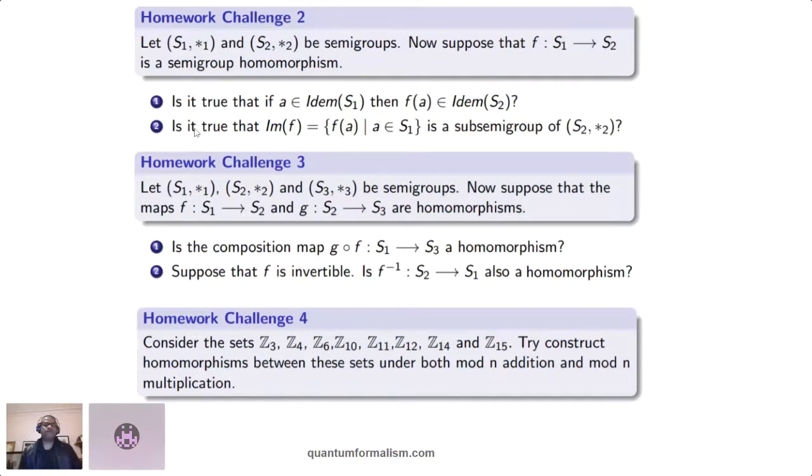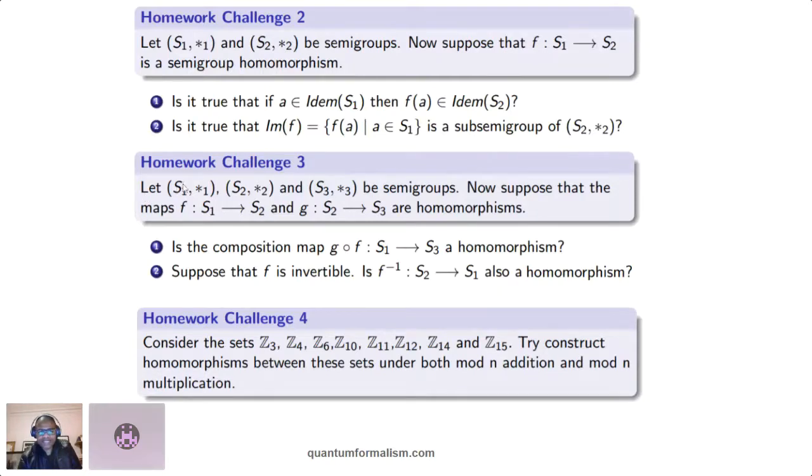That is the reason why we say this is structure-preserving. And another question is whether it's true that the image of F, which is defined as F of A such that A is in the first semigroup, is a sub-semigroup of the second one. Because the image of F is obviously contained in the second semigroup. So that's challenge number 2. I hope I didn't make any typos.